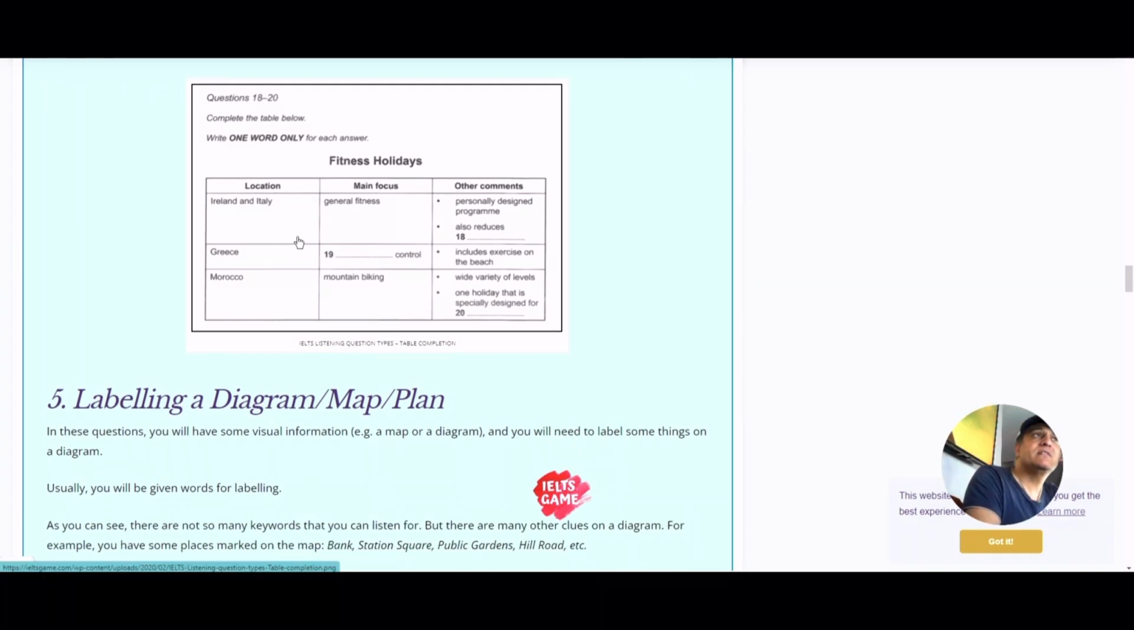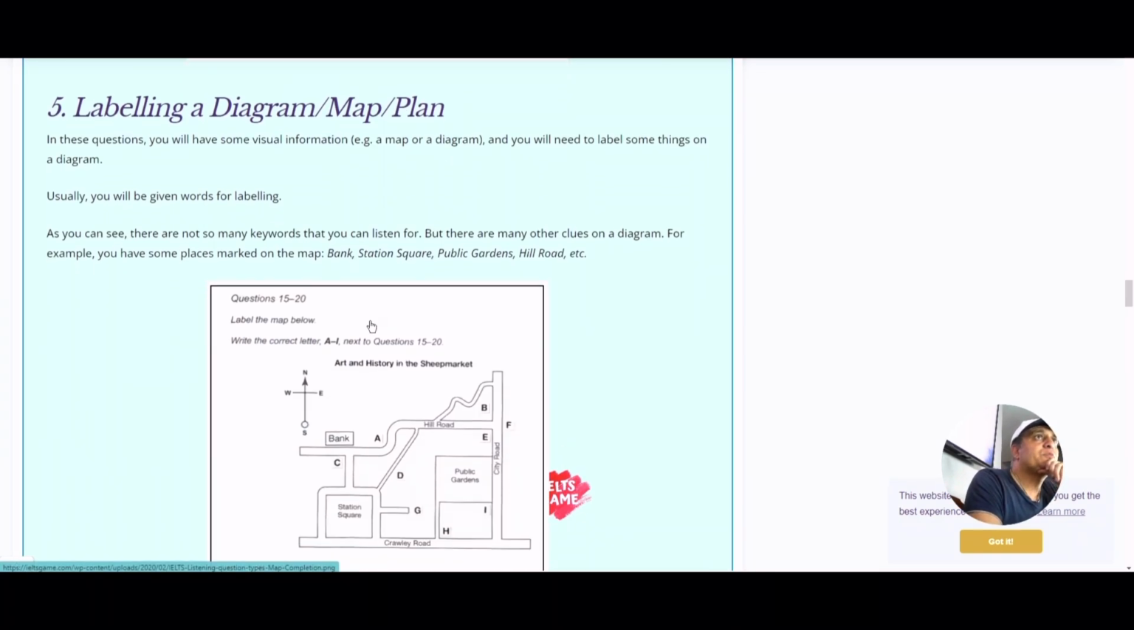When you listen for each country, there is something famous, a main focus for this fitness, a main focus, for example, mountain biking. When they give you separate information about different countries or different persons, focus on what each person or each country is famous for something.